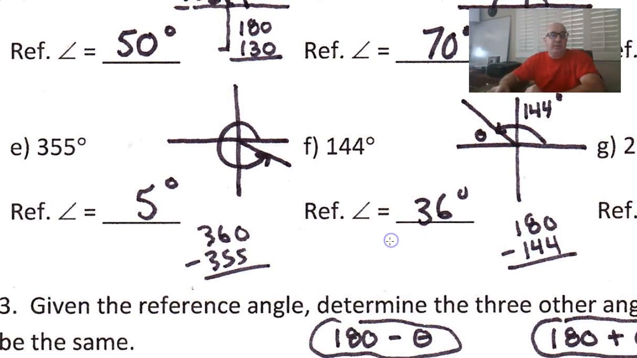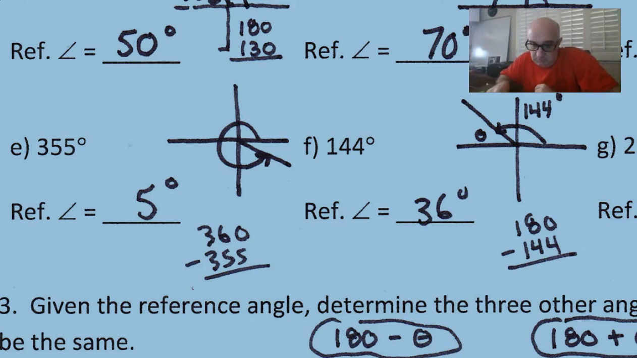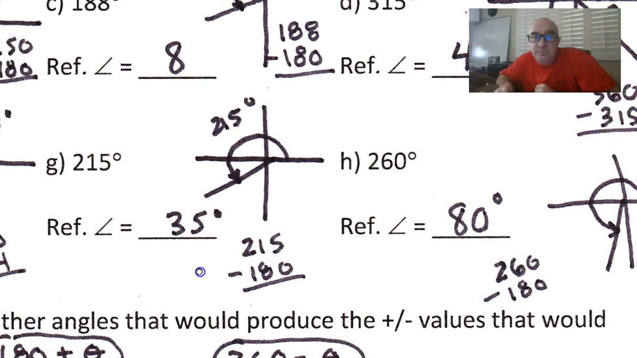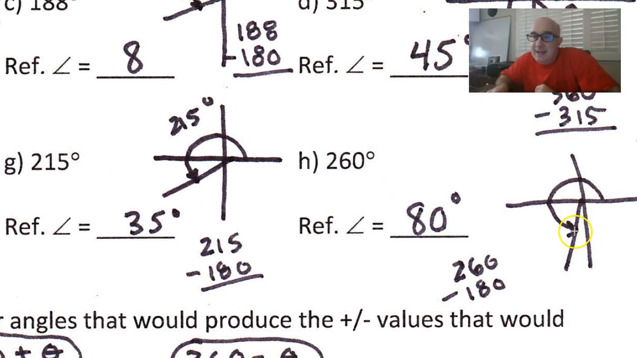Here, again, 355 leaves us with 5 as the reference angle. 144 leaves us with 36 as the reference angle. Let's see here, why can't I drag it? Here we go. 215 leaves me with 35, and 260 leaves me with 80. All angles must be formed to be a reference angle with the x-axis.